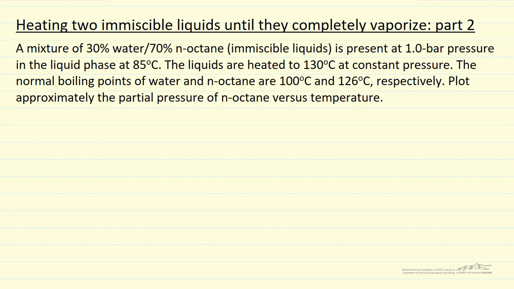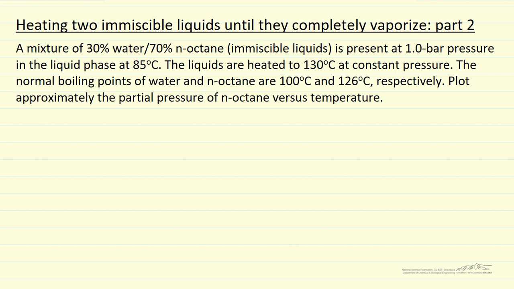In this problem, we're looking at two immiscible liquids, water and normal octane, at 85 degrees C, and we're going to heat them at constant pressure to 130 degrees C. And what we want to plot is the partial pressure of N-octane as a function of temperature. And we're given the normal boiling points of water and normal octane at this pressure.